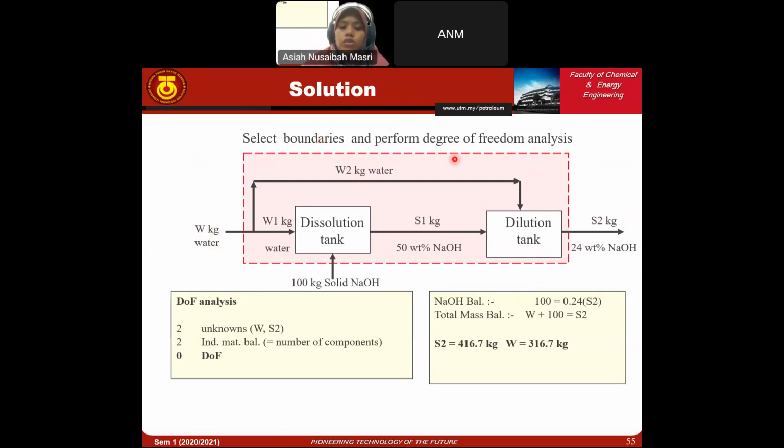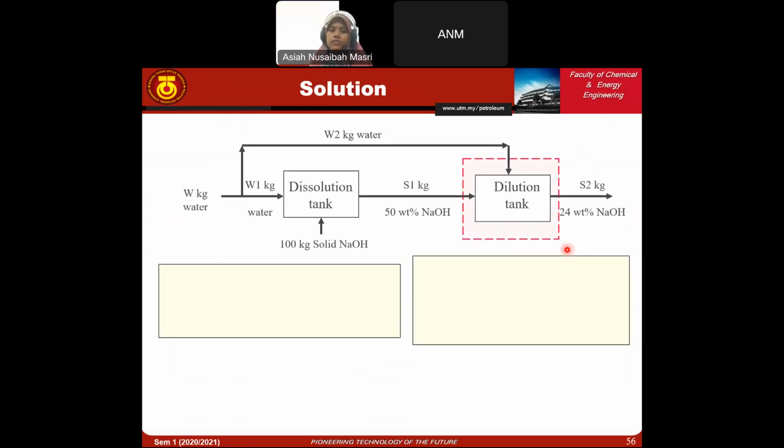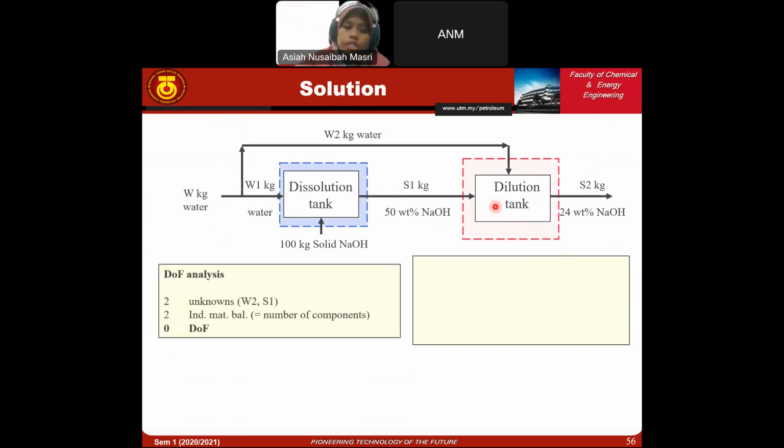Now we are going to look into the process units. Which process unit should we start from? We have two process units plus one more, which is a splitter. But which one should we start first? Okay, let's see the dilution tank. Let's do the degree of freedom analysis. Now we have the dilution tank here.